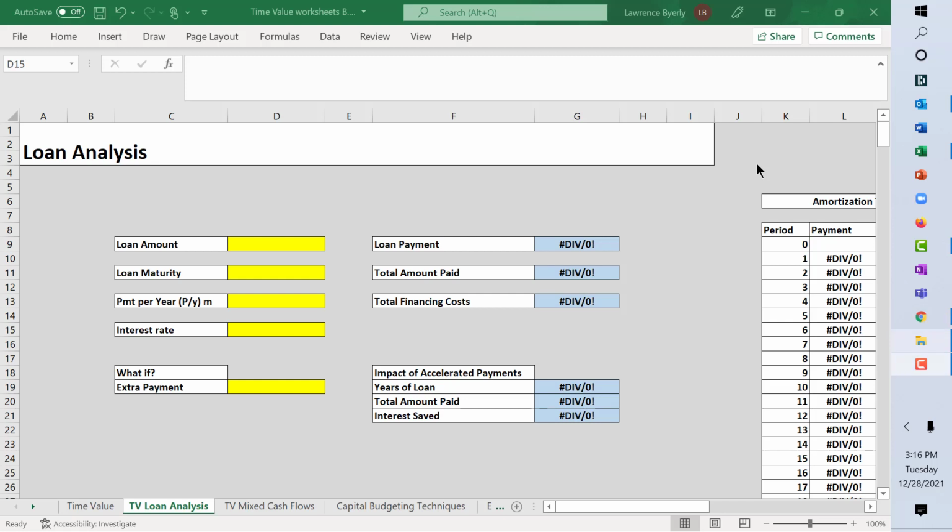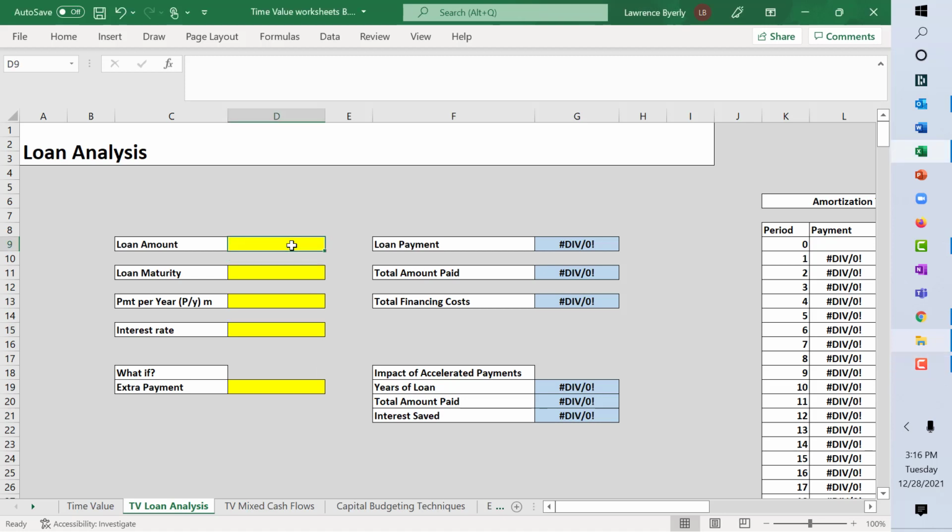In this video, I want to talk about loans. We'll do a little loan analysis. It is a time value example or a concept. So let's just jump right into it. There is a loan analysis worksheet that you can solve for.